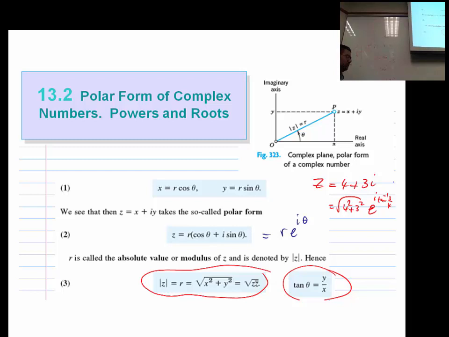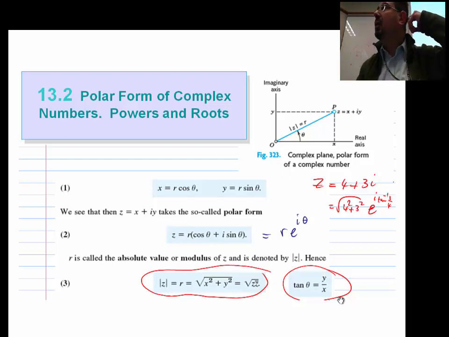degree. Meaning that we shouldn't write 45 degrees. We should write pi over 4. Okay, so that theta is a number, not an angle. So it's pi over 4.